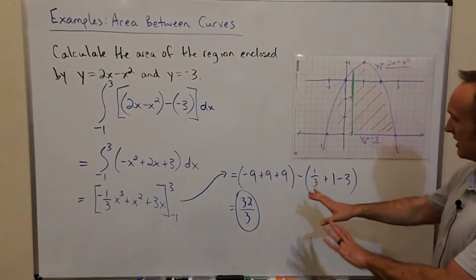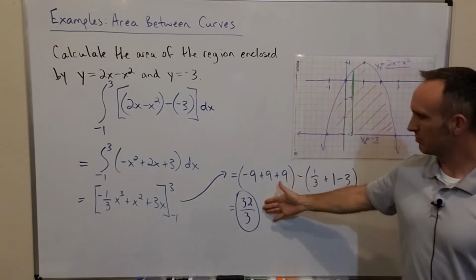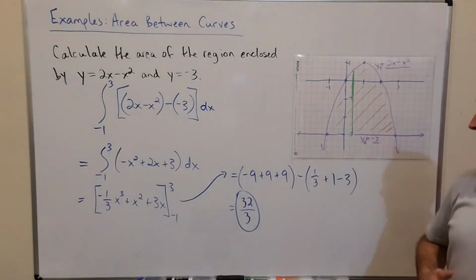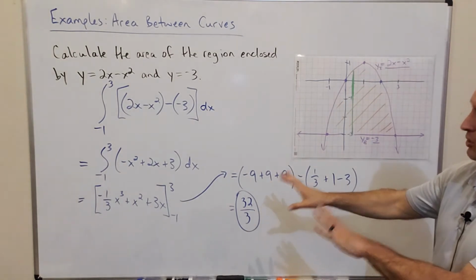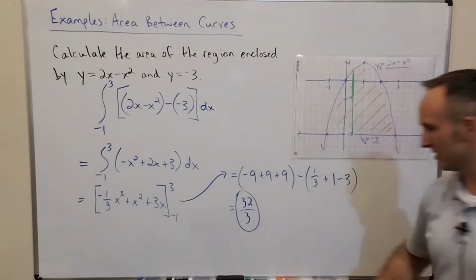So when I evaluate the integral, I see that the area enclosed by these two curves happens to be 32/3. So again, the integral is pretty simple. The hard part is setting it up. So that's one type of example. Let's look at another.